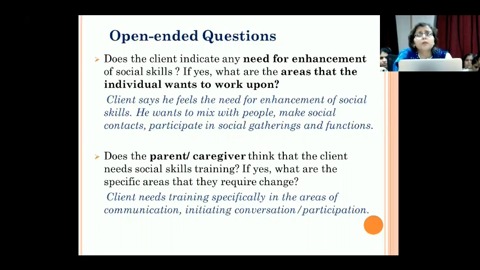So whether this is something which only the client feels, or the caregiver also responds in the same way. The caregiver responds that he needs training specifically in the areas of communication, initiating conversation, and participation. When we asked them to elaborate a little further, the caregiver responded that whenever they go to any social gathering, they usually see that the client will resort himself to a corner and will not interact or initiate a conversation by himself. Usually only when other family members come and greet them is there conversation from the client's side.